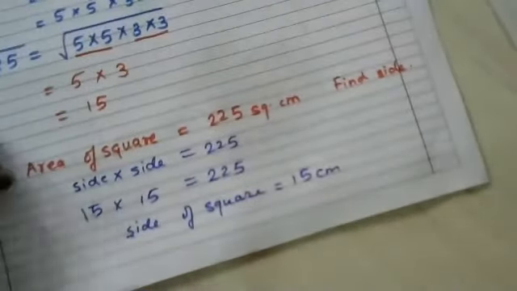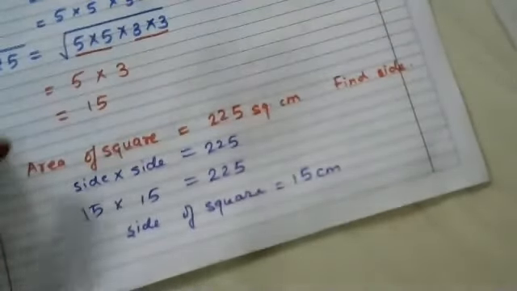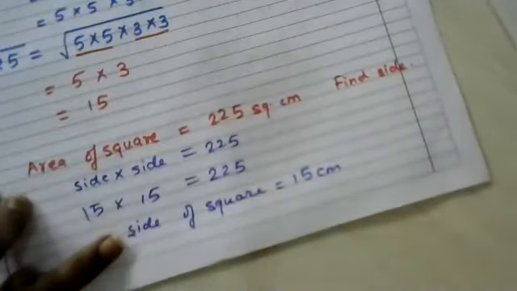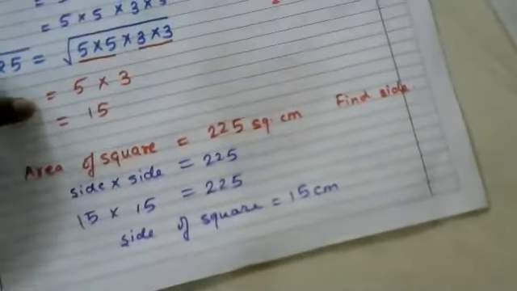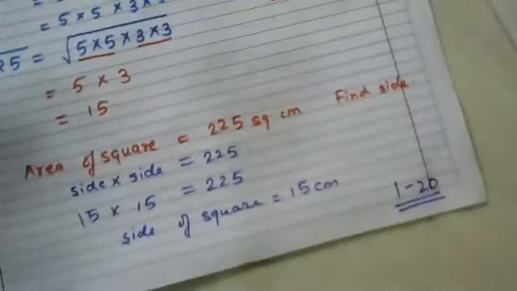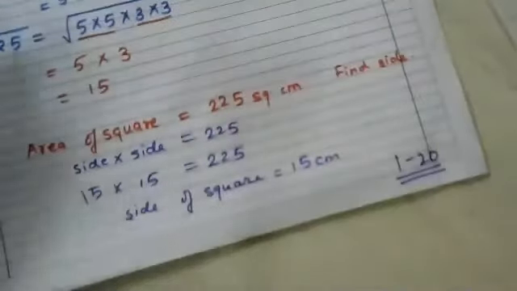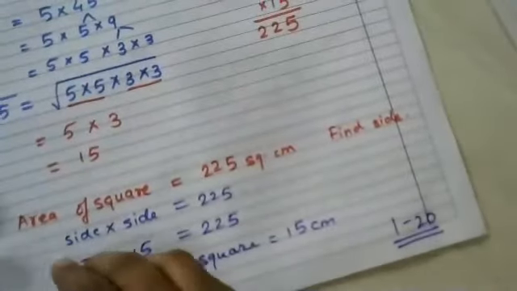Okay, because such questions are there in your perimeter and area chapter, where the area of a square is given and you need to find the side of the square. So there, this method can be useful. If you learn the squares from 1 to 20, that will be easier, and you will be able to save this much time. If not, then you need to apply this method for finding the square root of a particular number.